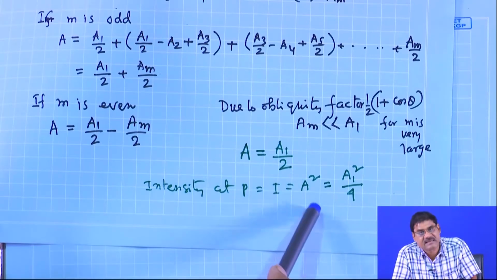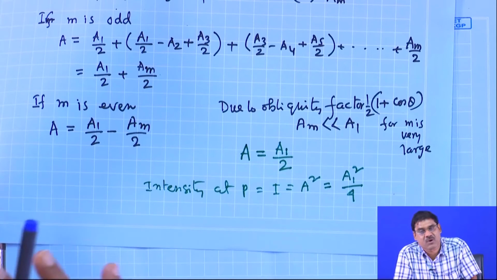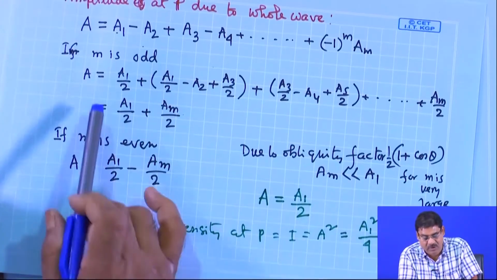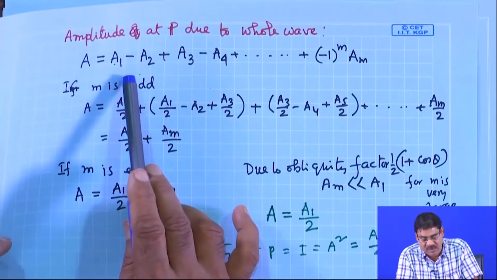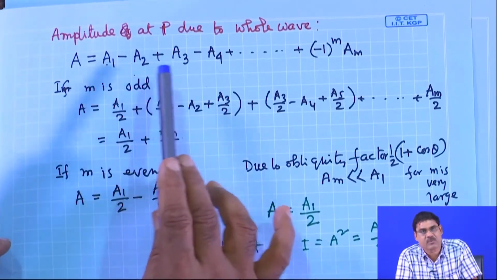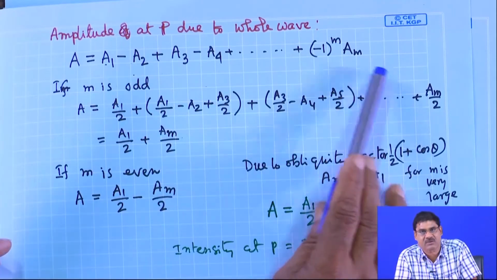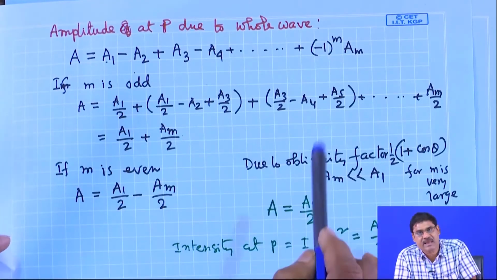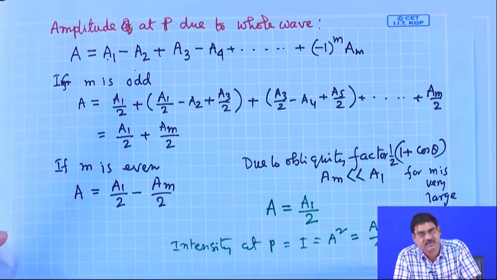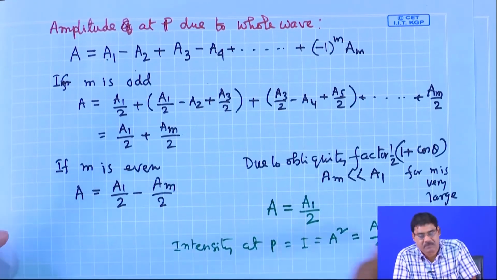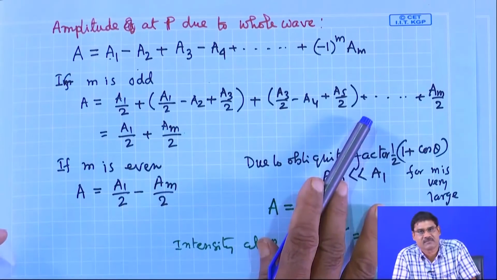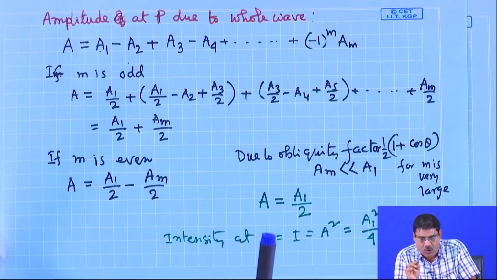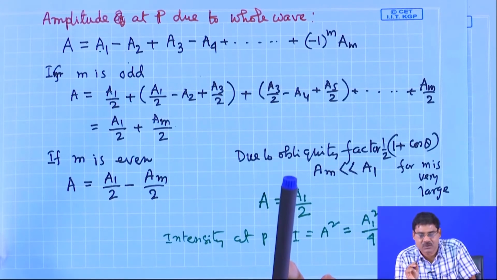The intensity is there, but not because of the whole wave front. For the whole wave front, if everything is added, then what will happen? A1 plus A2 plus A3, all are equal, so that will be MA. So M square A square will be the intensity. But most of them are cancelled, so the intensity will resolve.